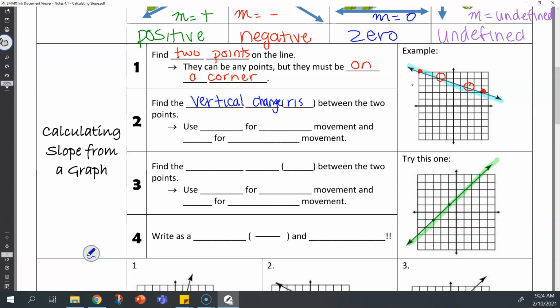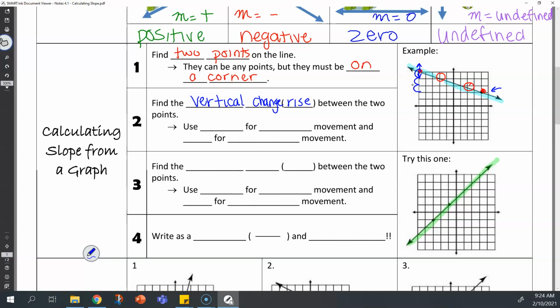which we call the rise, all I'm going to do is start at one point. I like to start at the point that's on the left. And I'm going to figure out if I need to go up from this point or down from this point to get to my second point. Okay, so in this case, I know I need to go down, and I'm going to go down 1, 2, 3. Now I'm in line with the other point.